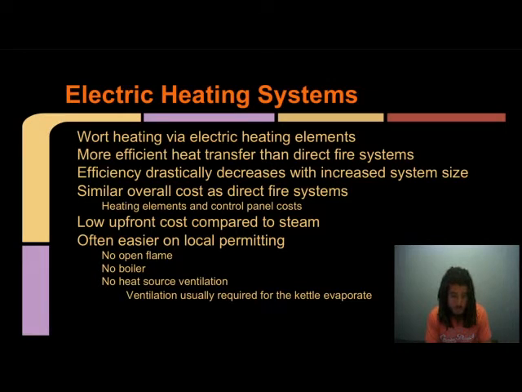The efficiency, however, drastically decreases when you increase the system size. So the larger the volume that you're boiling, the less efficient electric heat systems can be. So for low volume brewing, electric heat systems are fantastic. Not only do they have good heat transfer and no open flame, but they're just very, very efficient for low volume. If you're anything upwards of, I'd say, a 5-barrel brew house, that'd probably be as high as you'd want to go if you're doing electric.